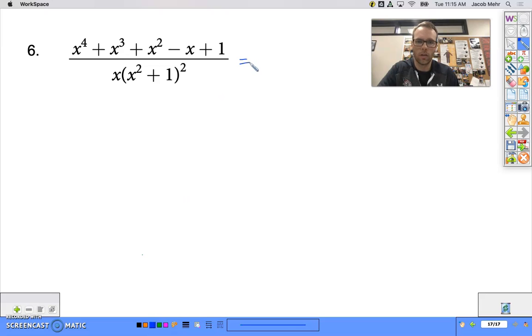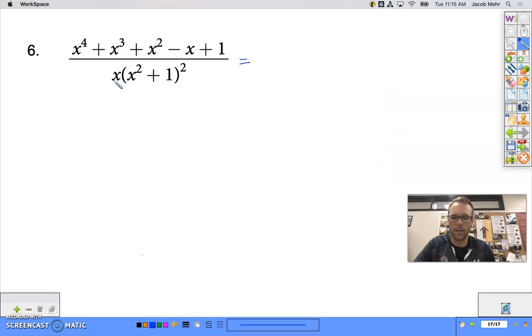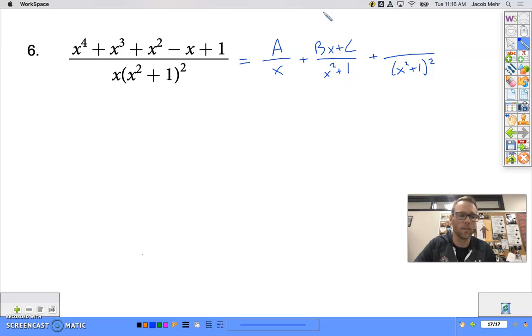So we know that we've got an x that is a linear term, so we just need a constant term in the numerator. Okay. Now think about how our repeated terms have worked in the past. We will put an x squared plus 1 there, and we will put an x squared plus 1 squared there. Now when we take a look at this, this is a quadratic form. Okay, so we need a linear term in the numerator. That's a bx plus c.